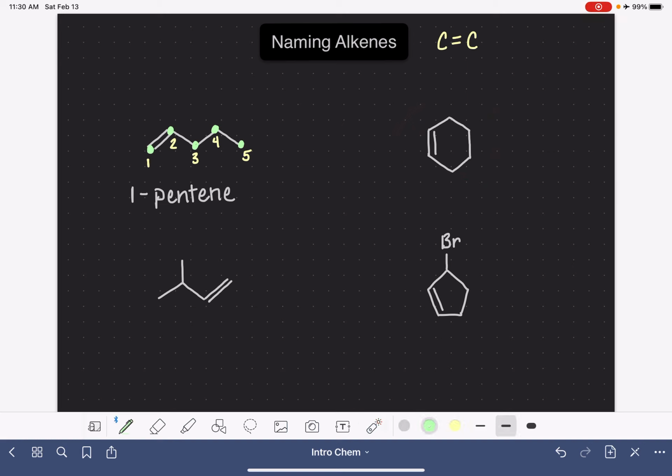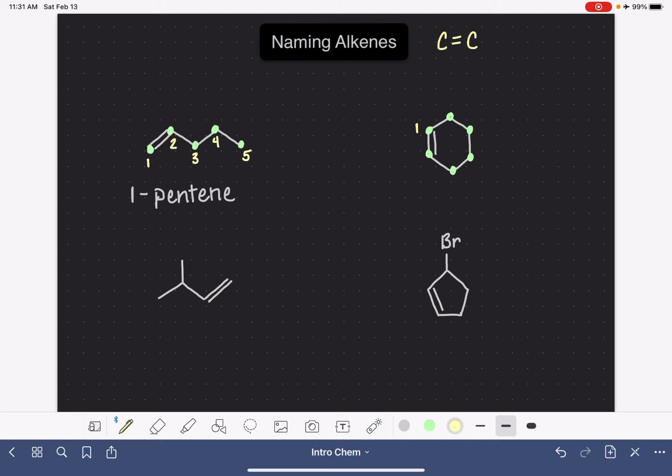So first we find the longest continuous chain of carbon atoms, and then we're going to number those carbon atoms, starting at the end closest to the carbon-carbon double bond, which would be this right here. We just get to pick one of the carbons to be number 1. We could have picked this one, or we could have just as well picked this one here. Then we're going to number around the ring.